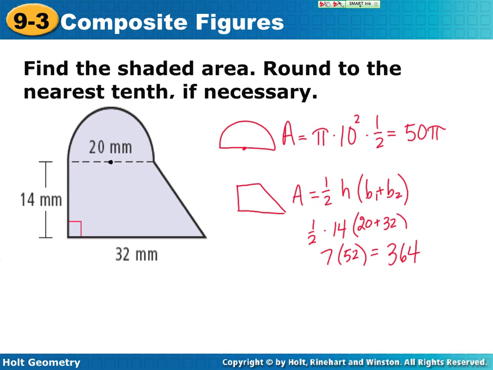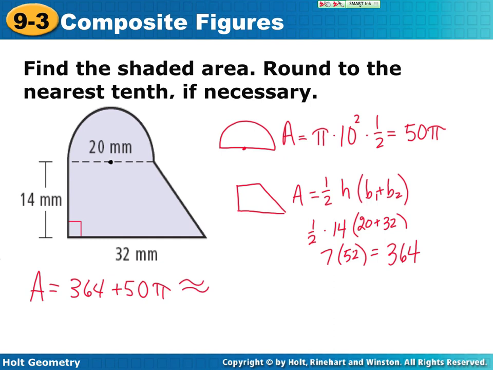Now, can I add 364 and 50 pi and come up with 414 pi? No. Imagine that pi is like an x or a y. You can't combine unless it's like terms. So the only thing you could do is now go to decimal. So go ahead and give me a decimal approximation.